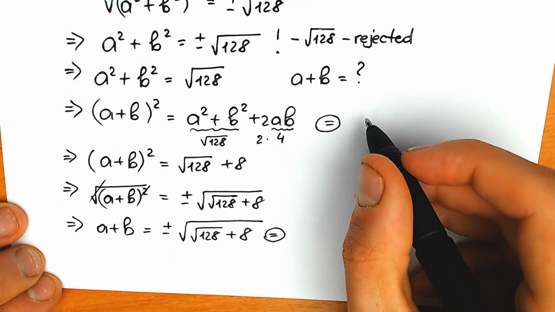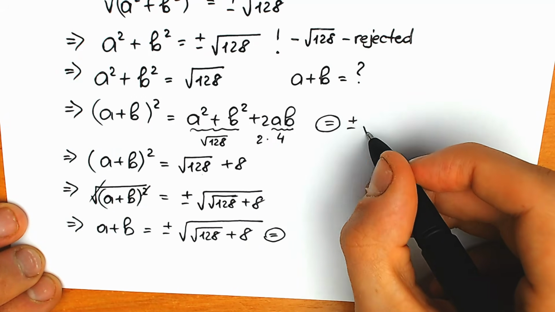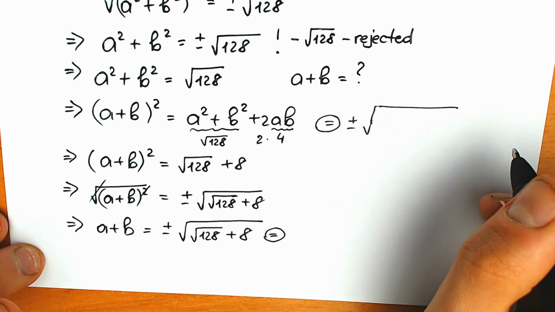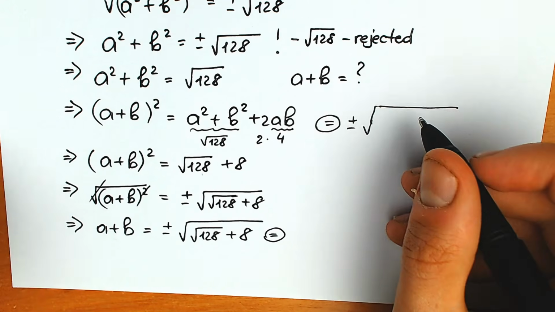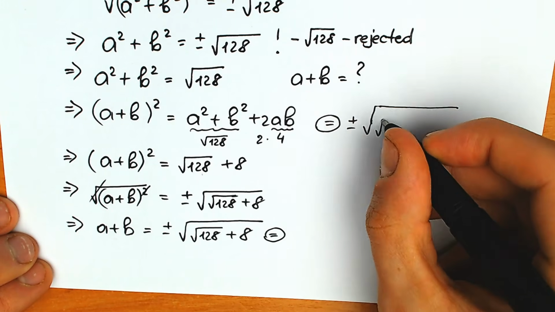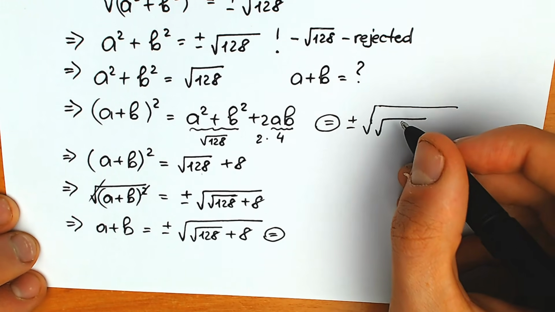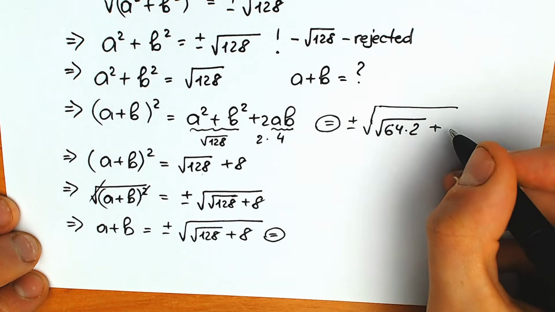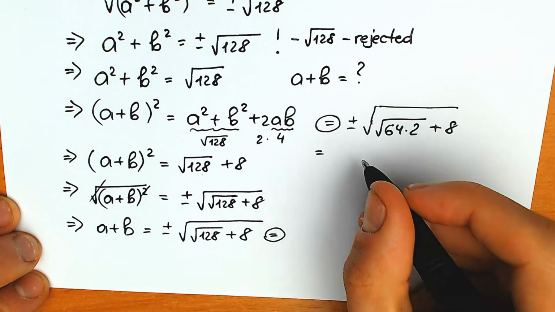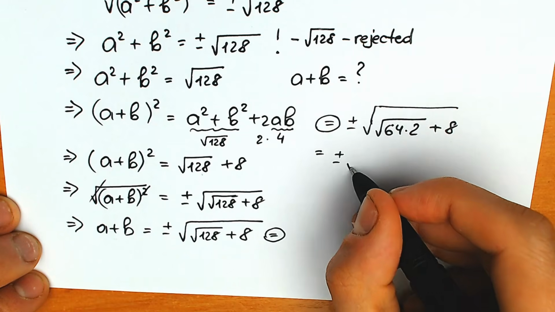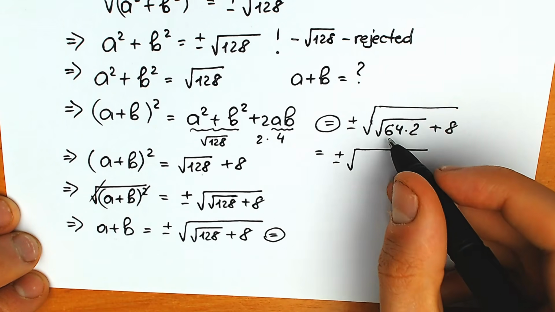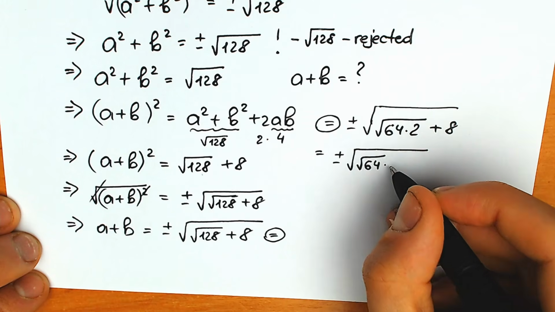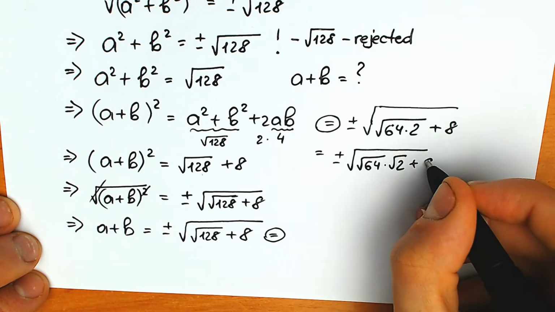So let's simplify it. We have plus minus square root of 128. If you're talking about 128, I hope you understand that the best way to express this is to write 64 times 2. This is the best way. So 64 times 2 plus 8, equal to plus minus square root of, and right here we can split it. We can write it as square root of 64 times square root of 2, plus 8.